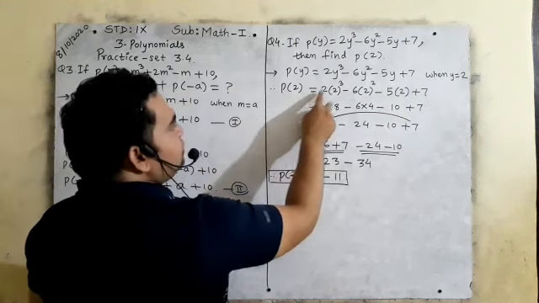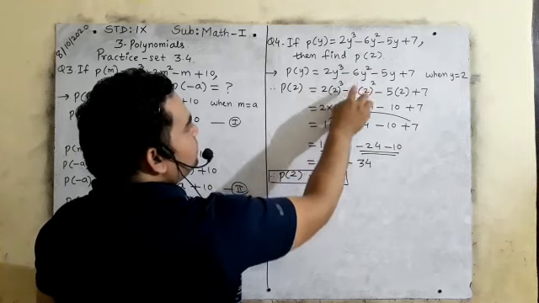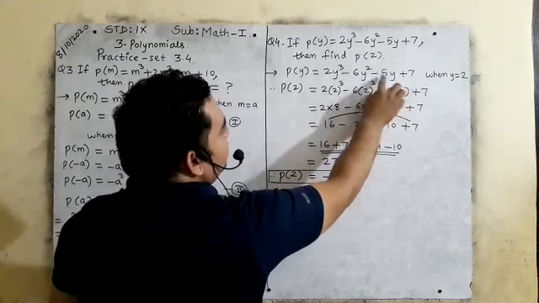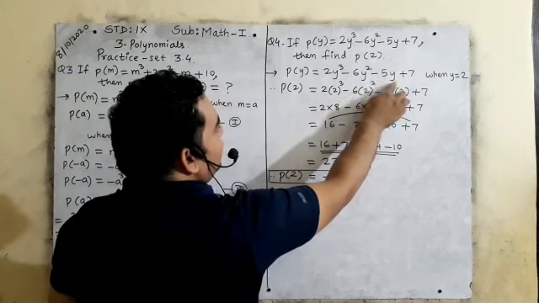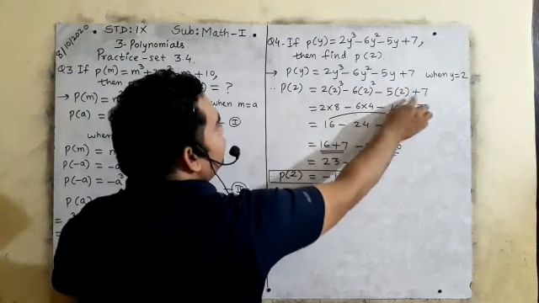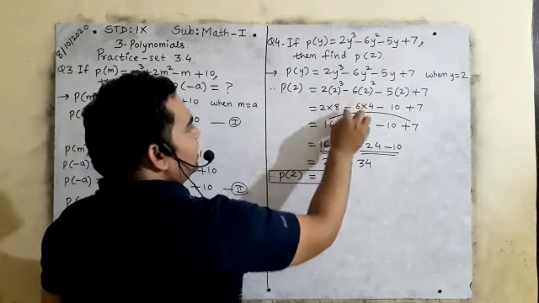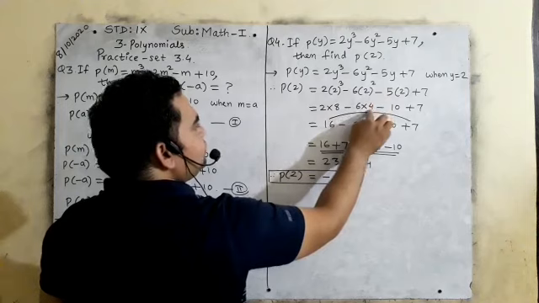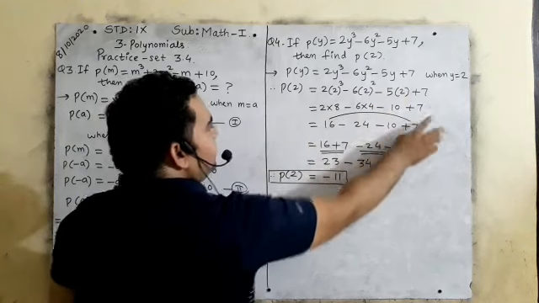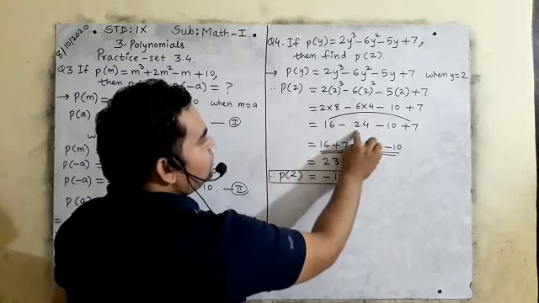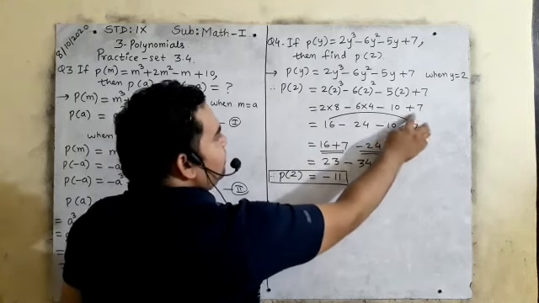Polynomial of 2 is equal to 2 cubed, minus 6 times y squared, which means 2 squared, minus 5y. 5y is multiplication, so 5 multiplied by 2, plus 7. See, 2 as it is. Cube of 2 is 8, minus 6 as it is, square of 2 is 4, 5 twos are 10, plus 7. Clear? Now 2 eights are 16, minus 6 fours are 24, minus 10 plus 7.